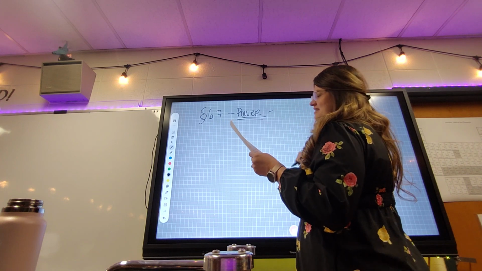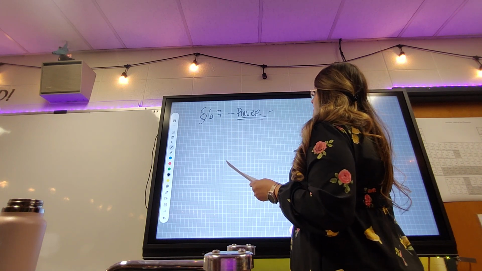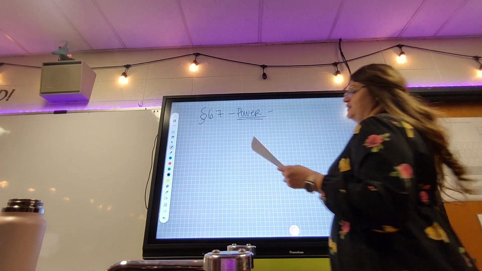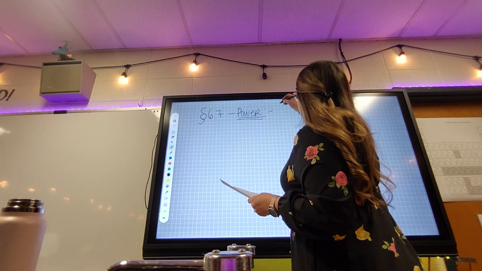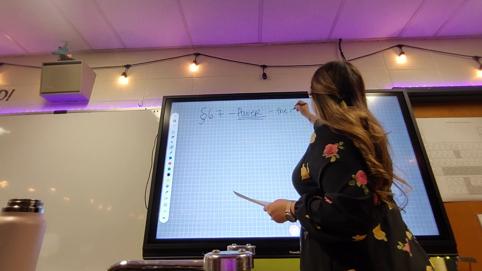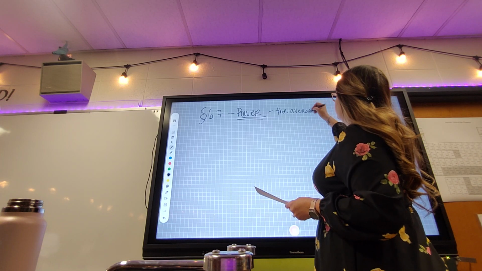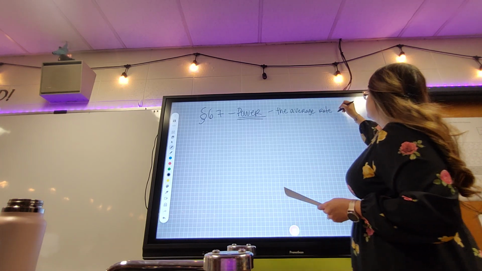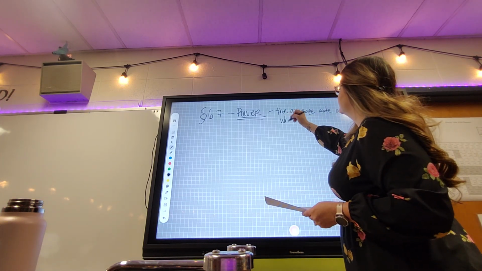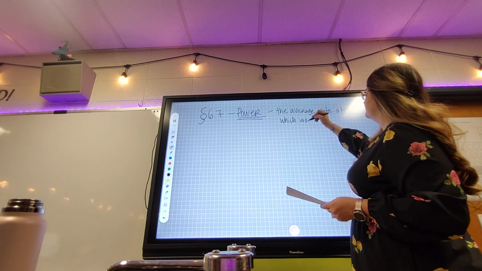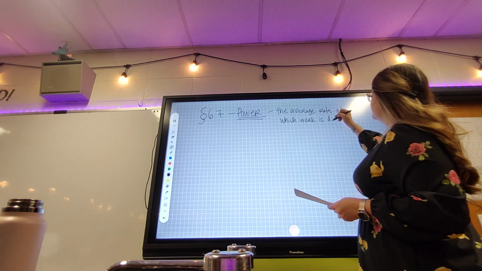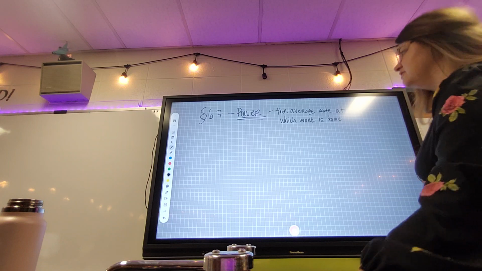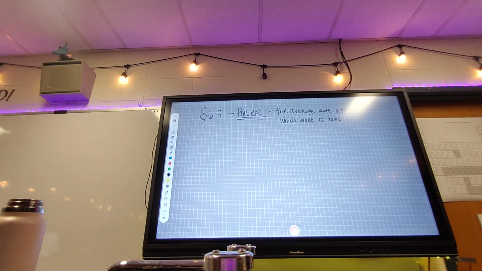It's kind of ridiculous. Okay, so power, in physics, we define it as the average rate at which work is done. The average rate at which work is done.